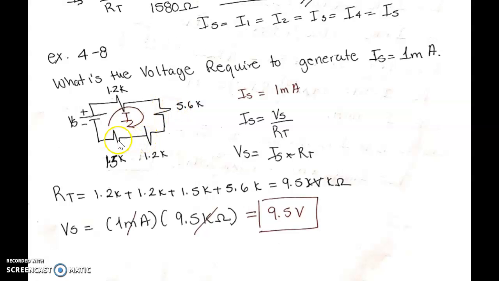So we have 1, 2, 3, 4 resistors. So we are going to add them to get 9.5 kilo ohms for our R total. So from here we can solve for V source. V source is just I source times R total. So we have 1 milliamp multiplied by 9.5 kilo ohms. So the milli and the kilo cancel and we get 9.5 volts. So if we have a voltage source of 9.5 volts with these resistors, it will create a 1 milliamp current.